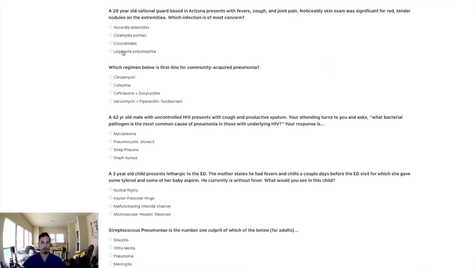All right, the next question. Which regimen below is first line for community-acquired pneumonia? Is it clindamycin, cefepime, ceftriaxone and doxycycline, or vancomycin and piperacillin-tazobactam, or pip/tazo? So, community-acquired pneumonia, you've got to think about what's common. Atypicals are common. You've got to think about strep pneumo, which is common, and then the answer choices will just be what treats those.